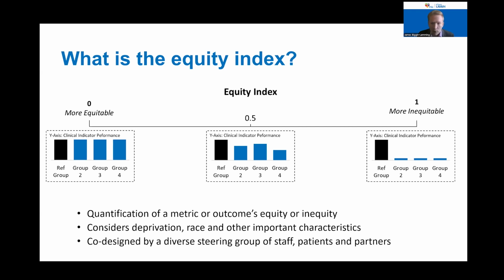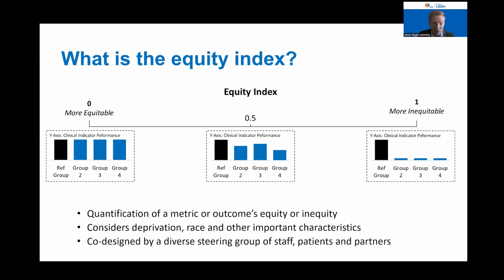And the way the equity index works is it allows us, for any outcome, and we're an acute provider, but this would work just as well in primary care and community and mental health, and even outside of healthcare, social care, education. This methodology would work to think about the equity within an outcomes metric, how it can consider a whole range of different factors: deprivation, race, but any other important characteristics, such as people speaking English as a second language, around age, around learning disabilities. And it's been co-designed, and we created this with a diverse group of our staff, our patients and partners.